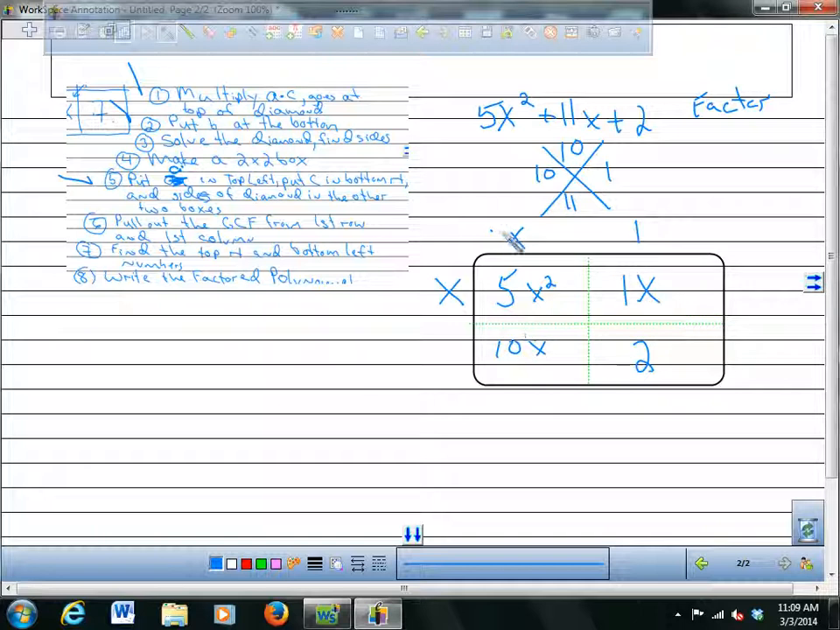So what's the GCF in this column? Now, what can I pull out of both? The 5, right? And 5 times what gives you 10? 2, okay? And now you rewrite it in factor form. Sorry, I messed up. 5x plus 1 times x plus 2 would be the factored form of this polynomial. Okay?